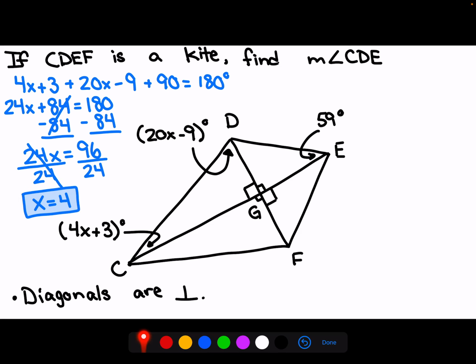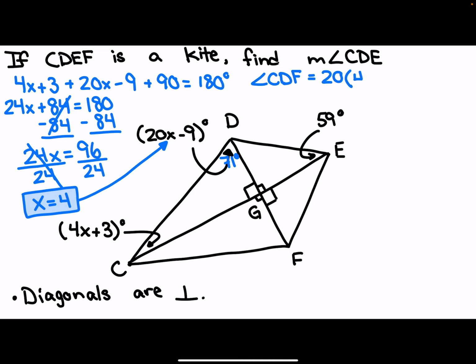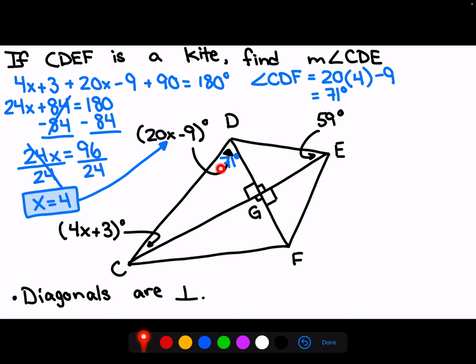Now that we have x, we can plug it in for angle CDG, and we'll find out part of the angle that we need. So 20 times 4 is 80. 80 minus 9 is 71. So CDF is 71 degrees total. Now, I'm going to focus in on angle EDG. If I find EDG, then I can just combine these two angles and we'll have the full amount.